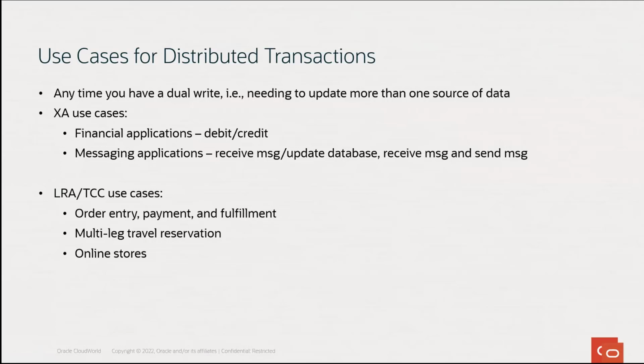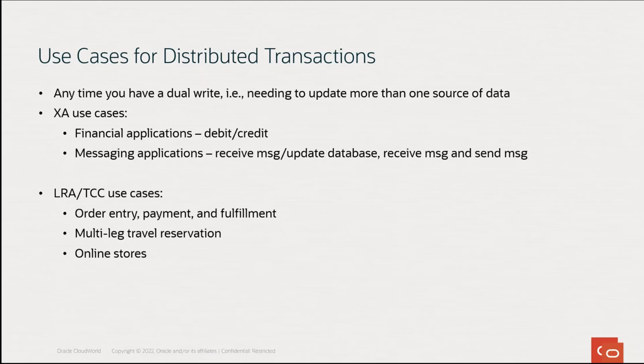So XA is oftentimes considered an anti-pattern. But I would contend that for many applications, especially financial applications, XA provides the kind of consistency that you want. Also, for messaging applications, where you may receive a message, you may then update a database, maybe send another message, or receive a message and send a message, those all need to be atomic. If your messaging system supports XA, you can do this across messaging systems, or again, across the messaging system and database.